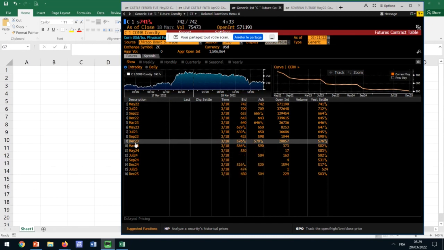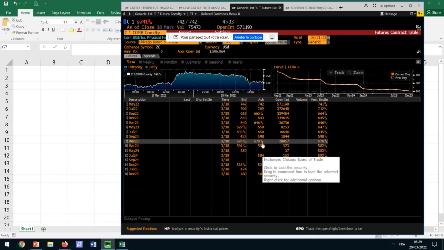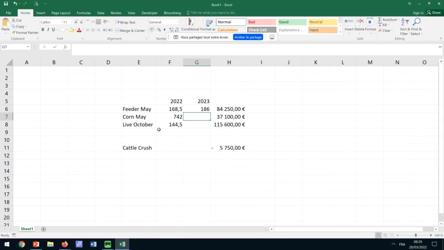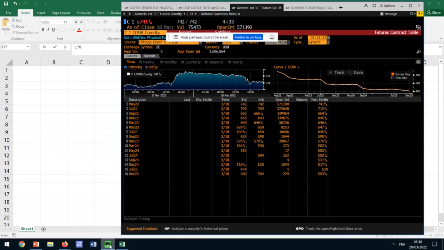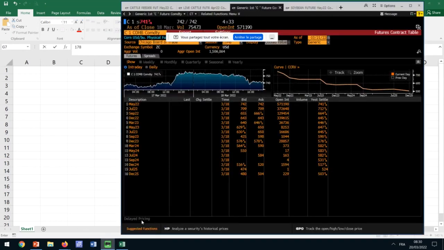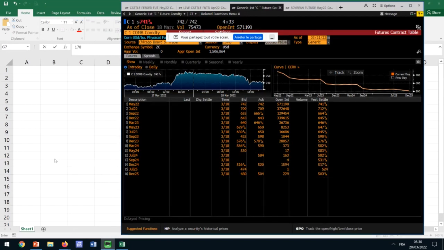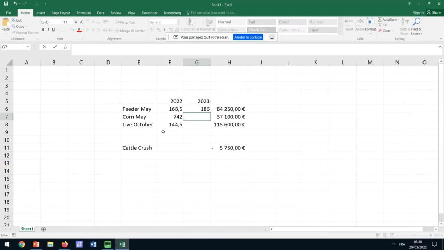We don't have a January contract, so we use the December contract. So we buy this corn a little earlier, at 178.5. There's a problem. What is going on here? 578.5. Okay.